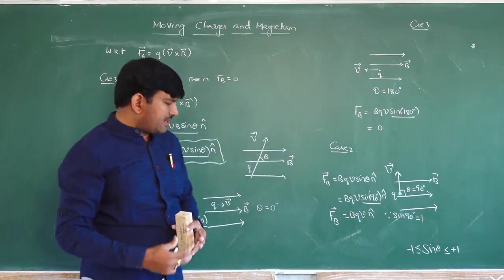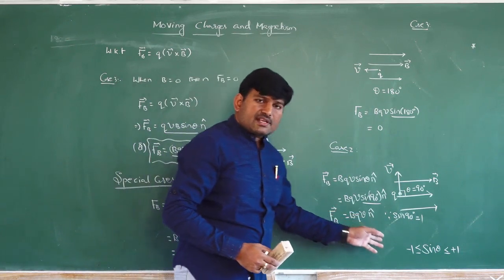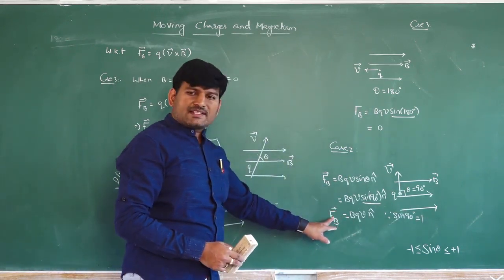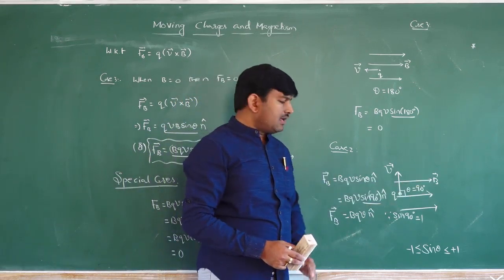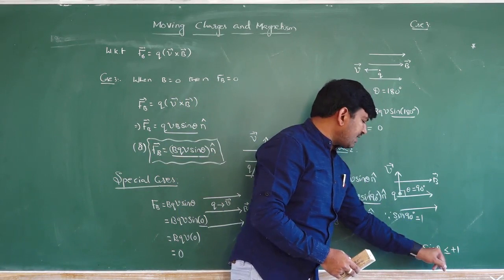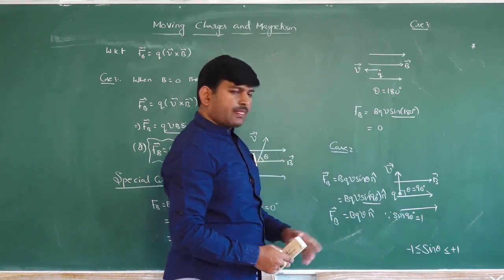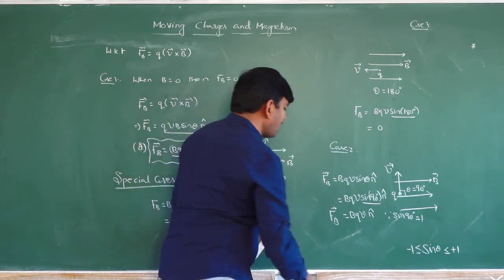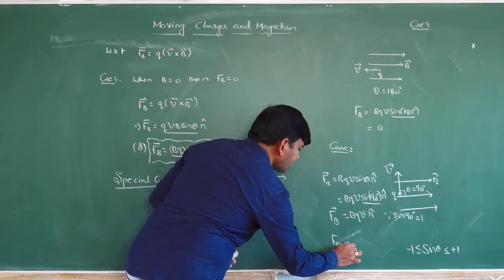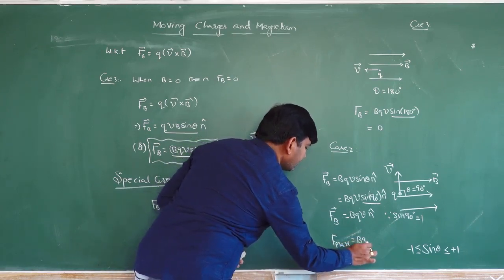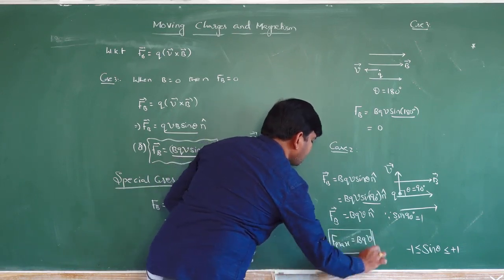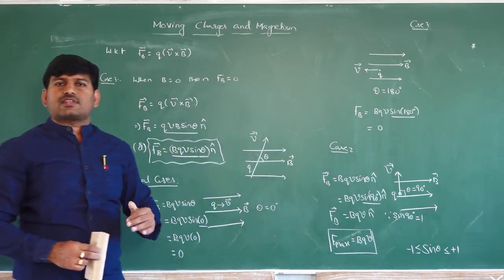As we know, sin theta always lies between minus 1 and plus 1. So this force will be maximum when sin theta is maximum. The sin theta is maximum for plus 1. That means when theta is equal to 90 degrees, we will have a maximum value. Therefore, the magnetic force will be maximum when the charge moves perpendicular to the magnetic field direction. So this is the maximum magnetic force acting on the charged particle.